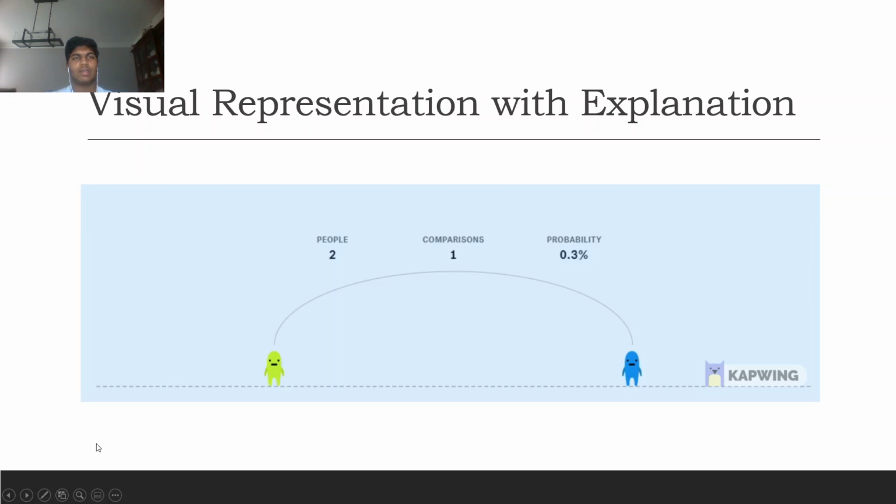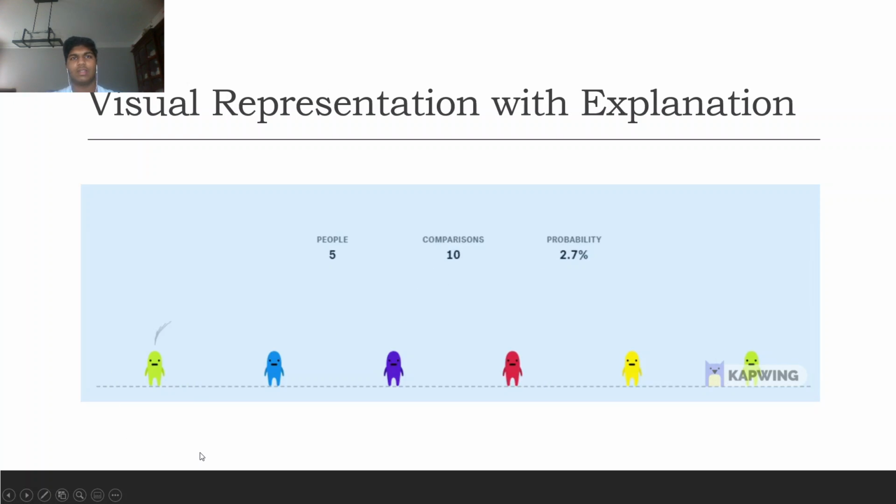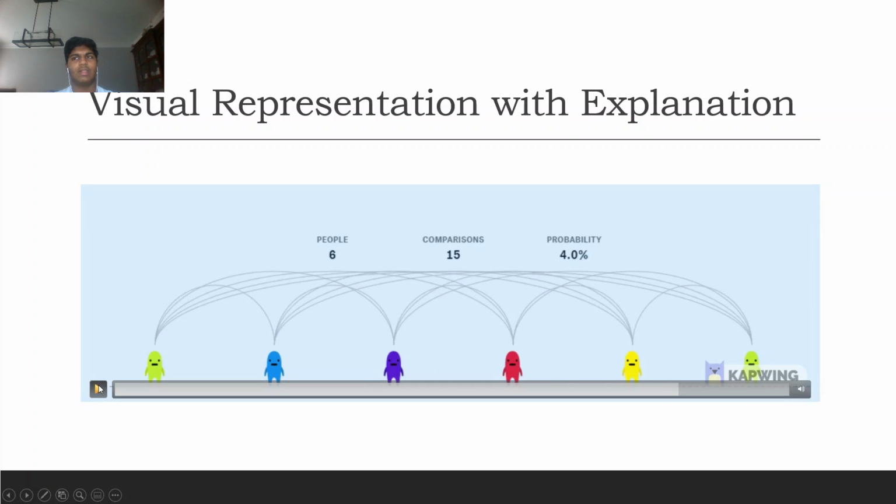Now let's increase our sample set to 4 people. If you notice, in 4 people, each person has to ask the other 3 people. Therefore, it increases our number of comparisons and increases our probability. So let's increase our set to 6 people. In this set of 6 people, each person has to ask the other 5 people, therefore increasing our number of comparisons and increasing our probability.